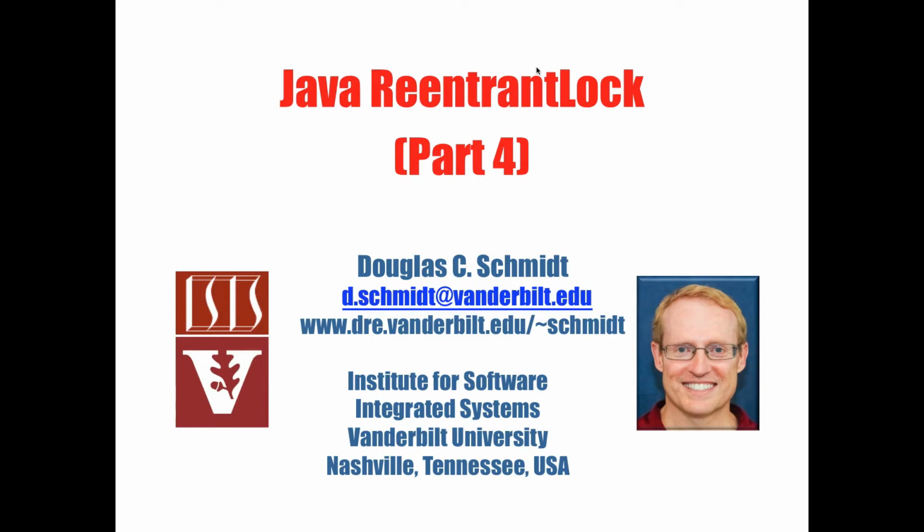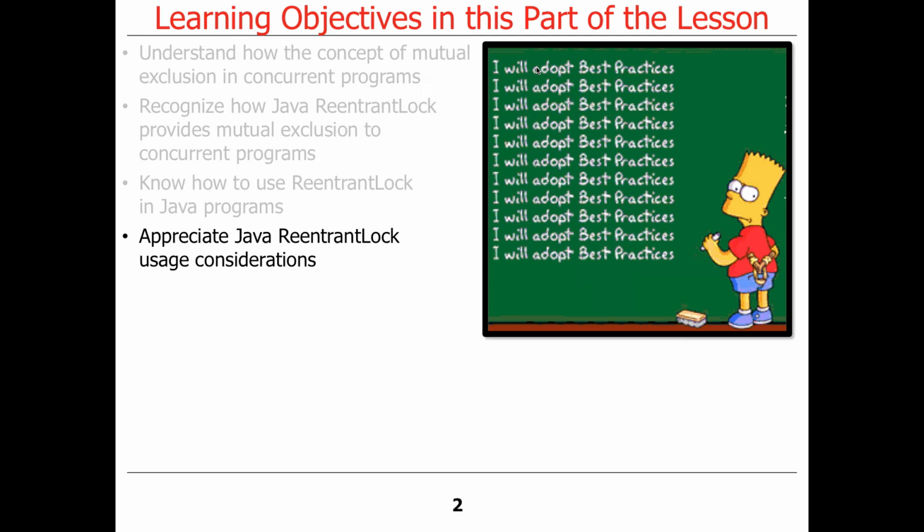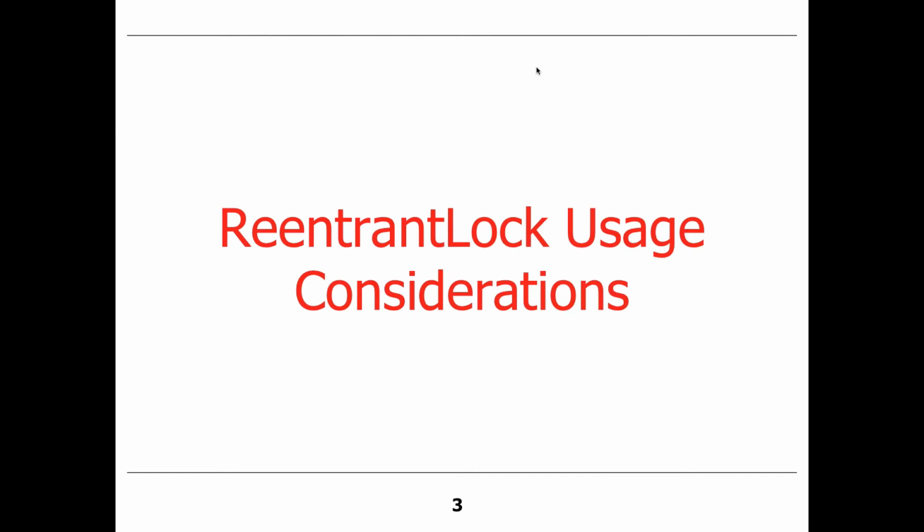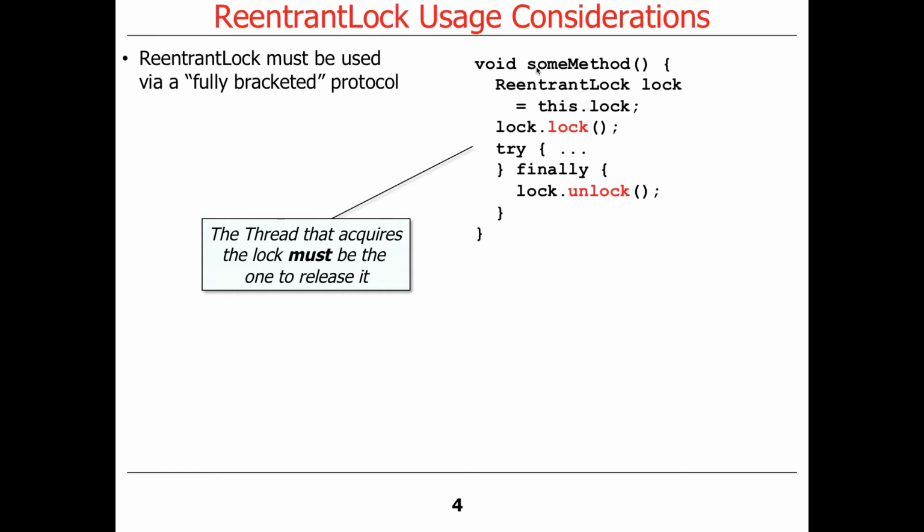So what I'd like to do now is wrap up the discussion about Java ReentrantLock. And what we'll do here is talk about the usage considerations to think about when you're using a ReentrantLock. So one thing to remember is that a ReentrantLock always has to be used in a fully bracketed way. And that means that the thread that acquires the lock must be the thread that releases it. Unlike the semaphores and the condition objects, you have to bracket the access of a ReentrantLock.